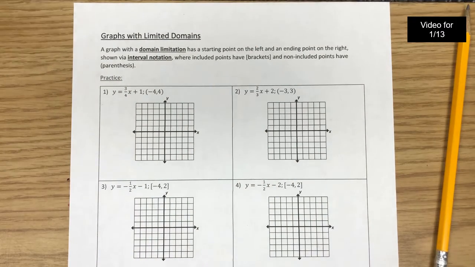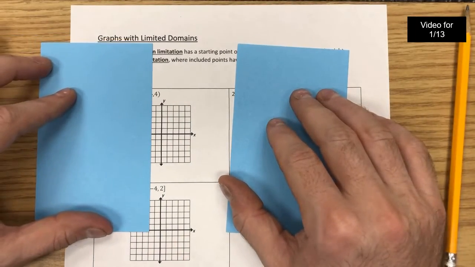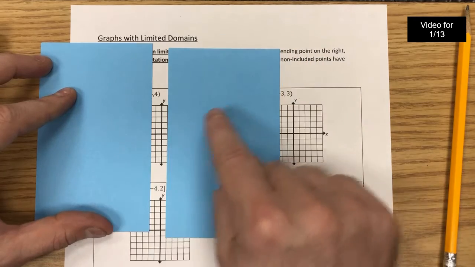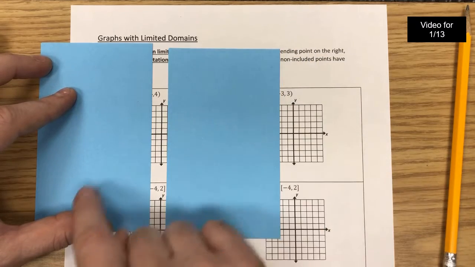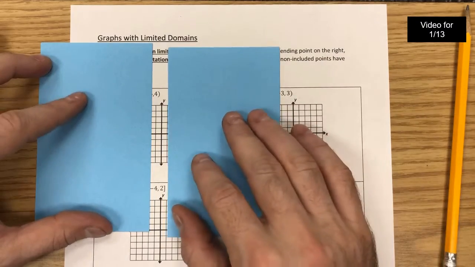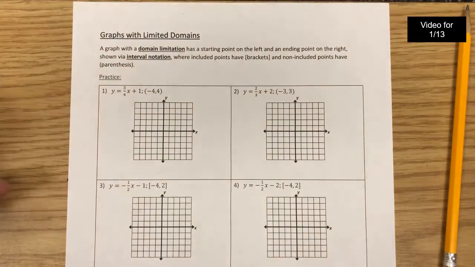Actually, it might be best if I show you. So a limited domain means I'm only going to look to the right of a certain number and to the left of another number. So even though I know the graph extends behind the two barriers, we're not going to actually include it. So let's go ahead and get started to see how this works.